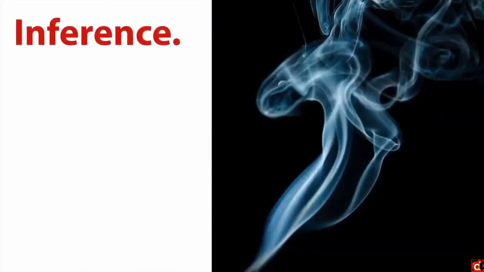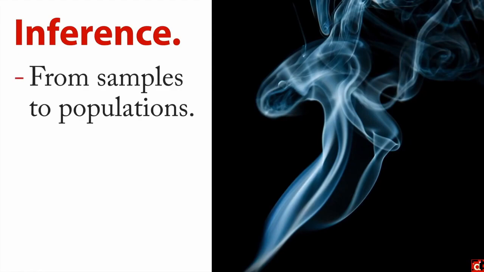Next, there's inference. I've got smoke here because you can infer things about the wind and the air movement by looking at patterns in smoke. The idea here is that you're trying to take information from samples and infer something about a population. You're trying to go from one source to another.